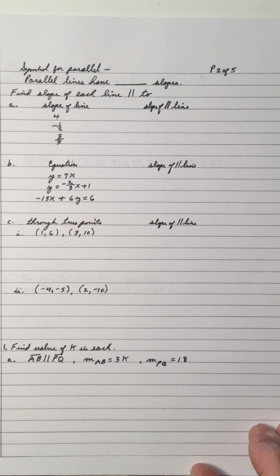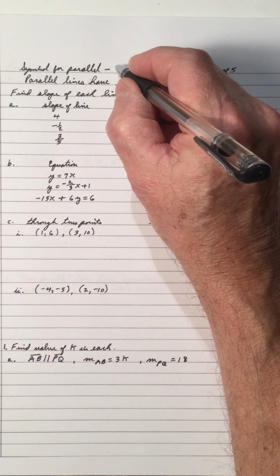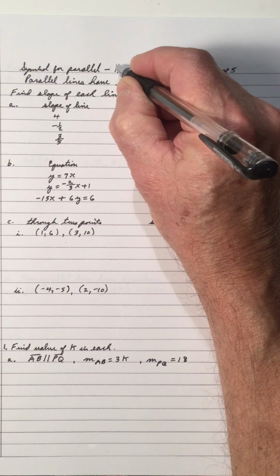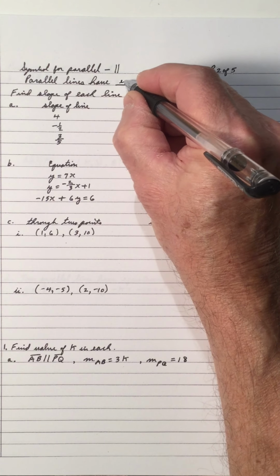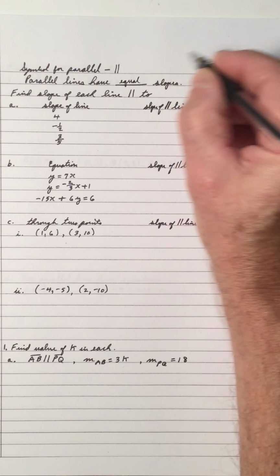Hi, welcome to my video on the slopes of parallel lines. Parallel lines were done also in the unit on linear equations, so just check that out. The symbol for parallel is two strokes like that. Parallel lines have equal slopes, or the same slopes.